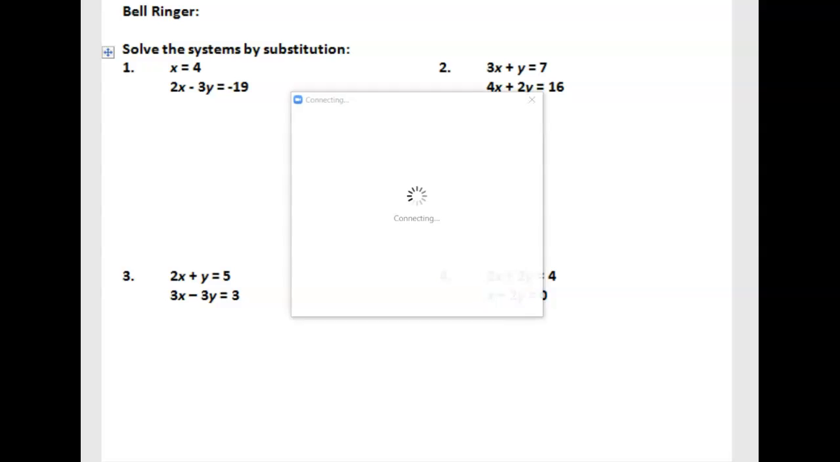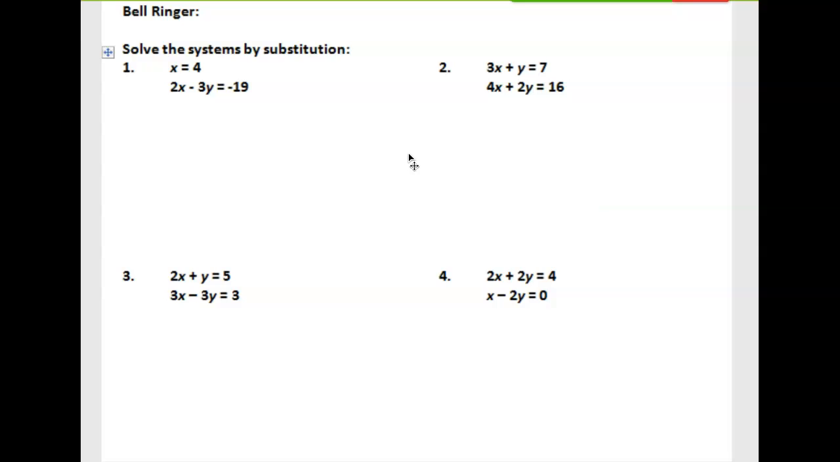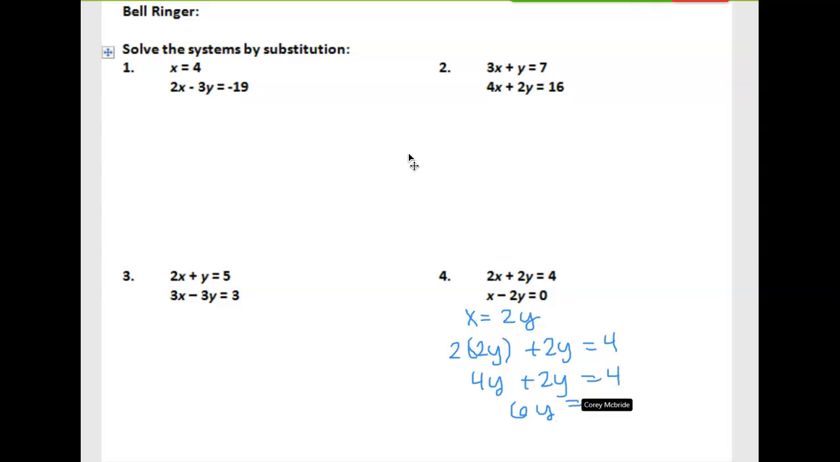And then we're going to look at number 4. All right, so back to this. Let's go with number 4. We have x equals 2y. Then we have 2 times 2y plus 2y equals 4. So then you have 4y plus 2y equals 4. So 6y equals 4. And then you get y equals 4 over 6, or 2/3.